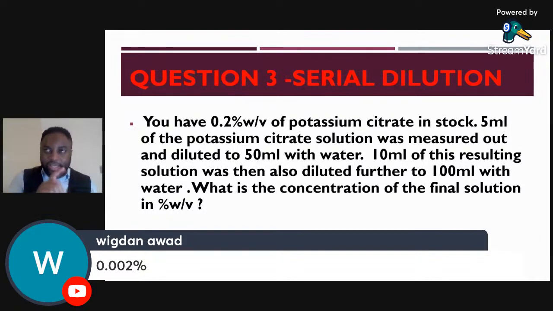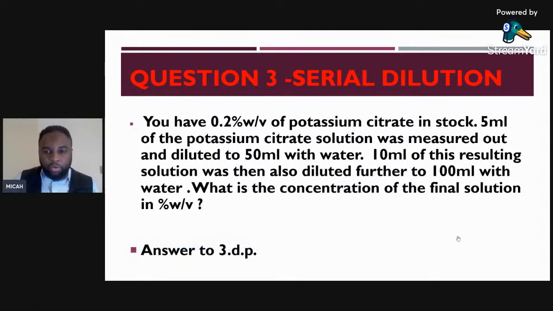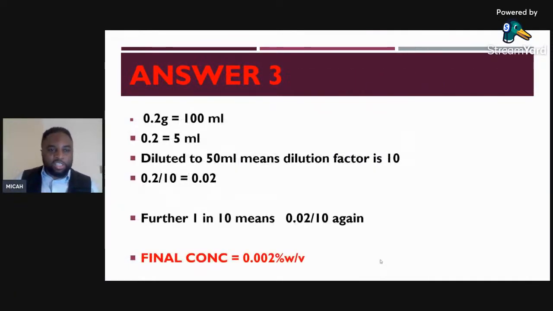Do this question again. It's been in the exam a few times. If you're someone who got it wrong or you don't know how to do it, please do this question again. The answer and the explanation are on the slide at the moment.